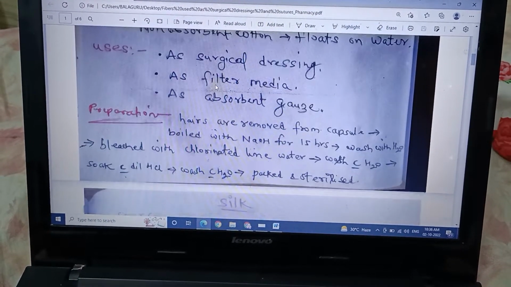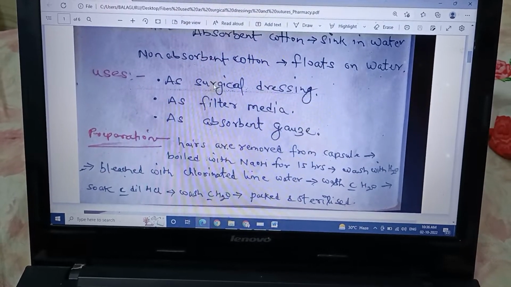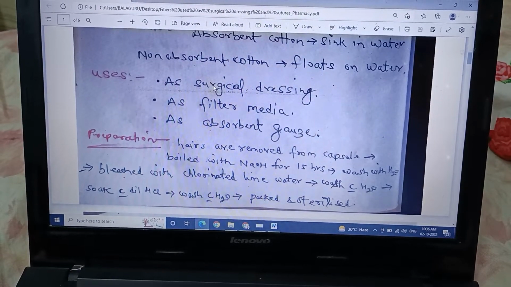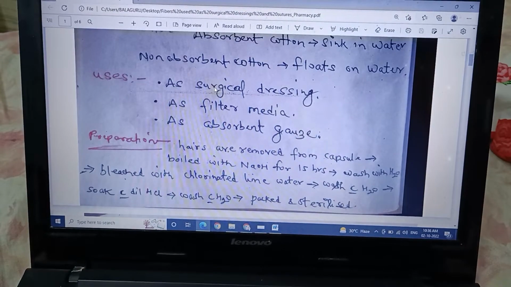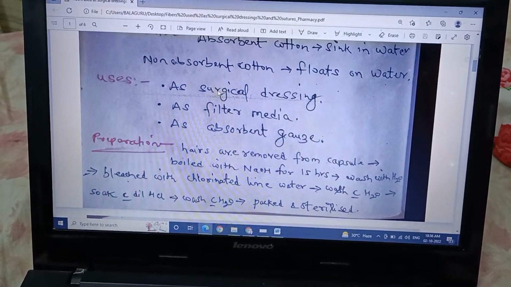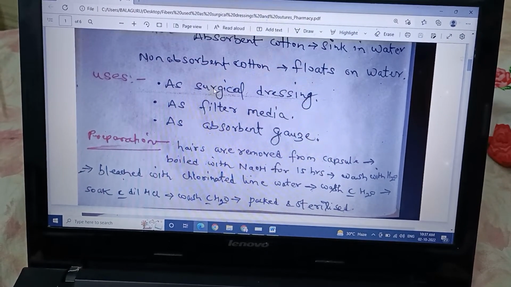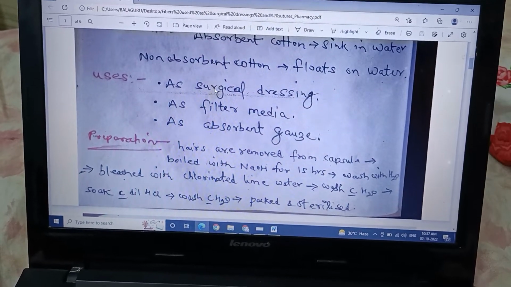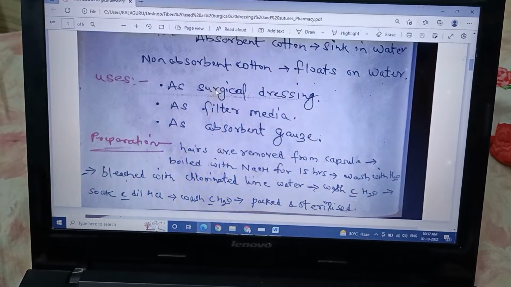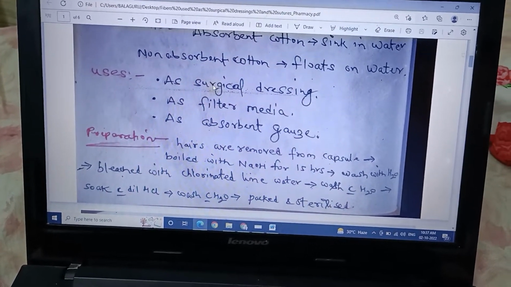So how do we prepare cotton sutures? The hairs are removed from the capsule and boiled with sodium hydroxide for 15 hours, and then washed with water. Then it is bleached with chlorinated lime water, washed again with water, soaked with distilled water, and washed again with water. Then finally it is packed and sterilized.